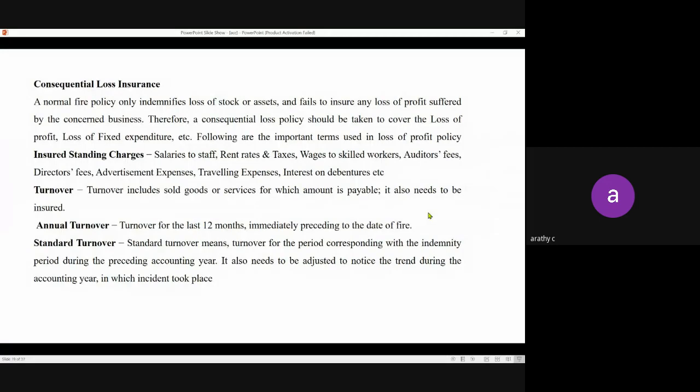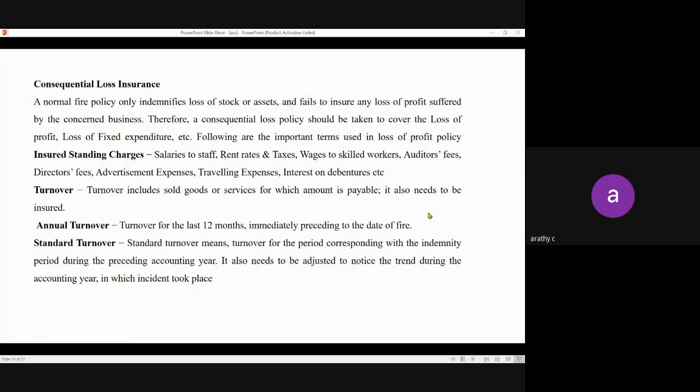The main term that comes under this consequential loss insurance is insured standing charges. These are examples of insured standing charges: salaries to staff, rent, rates and taxes, wages to skilled workers, auditor's fee, traveling expenses, interest on debentures, etc. So these are the insured standing charges.